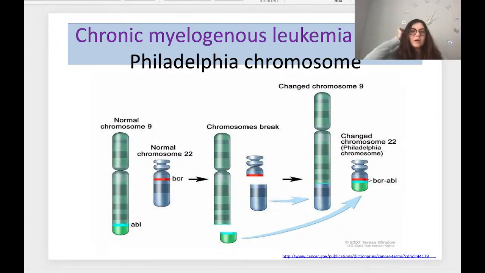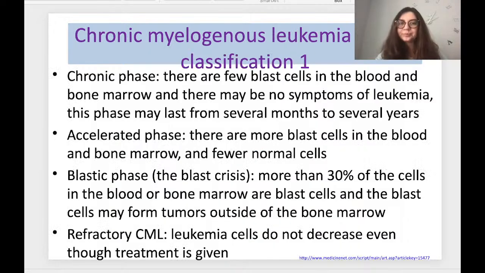A part of chromosome 22 goes to chromosome 9, and a part of chromosome 9 goes to chromosome 22, so they are exchanged in opposite positions. The changed chromosome 22 with the part of chromosome 9 we name the Philadelphia chromosome. Researchers show us that it is often the cause of chronic myelogenous leukemia.